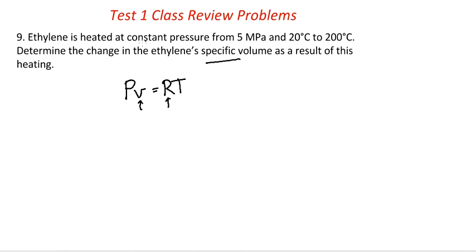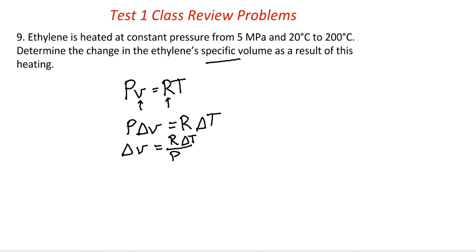So it's got constant pressure, so P is just P. We want the change in the specific volume. R is, of course, a constant. And T has a change. Let's go ahead and solve for the change in specific volume. Alright, we can go ahead and solve this. I don't see any particular problem.